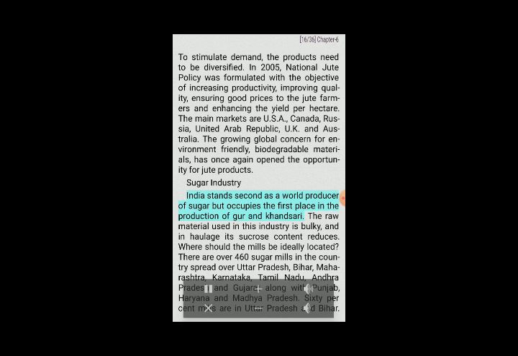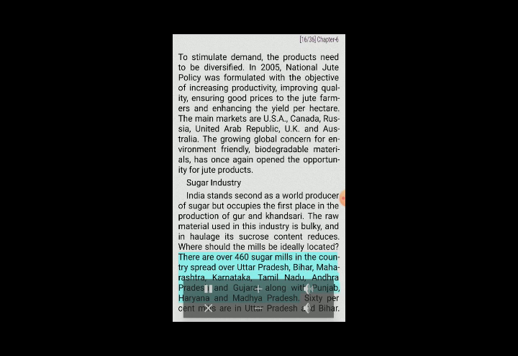Sugar industry. India stands second as a world producer of sugar but occupies the first place in the production of gur and kansari. The raw material used in this industry is bulky, and in haulage its sucrose content reduces. Where should the mills be ideally located?